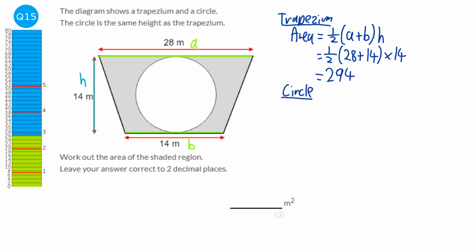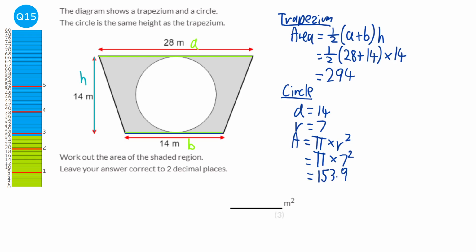Now it doesn't look like we've got anything for the circle, but actually the height here is actually the height of the circle as well. So the height of the circle is the same as the diameter. So the diameter of the circle is 14. Therefore the radius would be half of that, which is 7. And the area of a circle is pi times the radius squared. So it would be pi times 7 squared, which will be 153.938 and so on. Now keep that in my calculator.